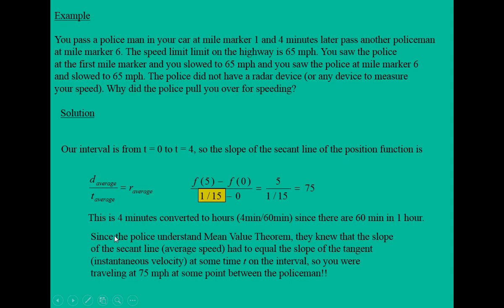Since the police know the mean value theorem, they knew that the slope of the secant line was 75. So the slope of the tangent line between that time interval also had to be 75 at some point, your instantaneous velocity. So you must have been speeding on that interval.